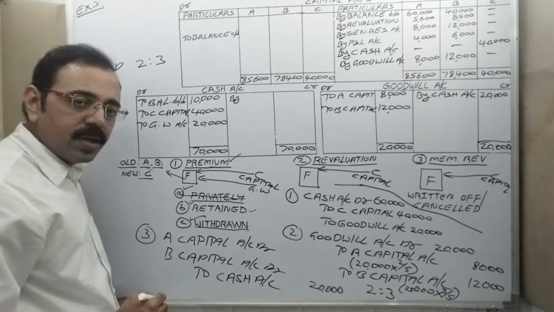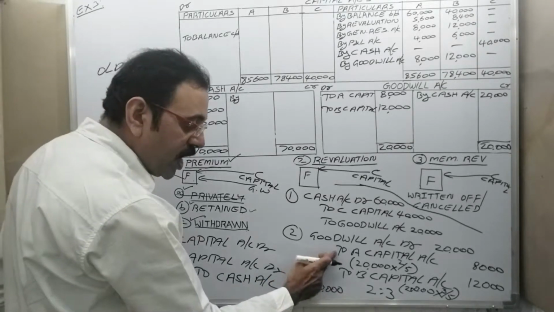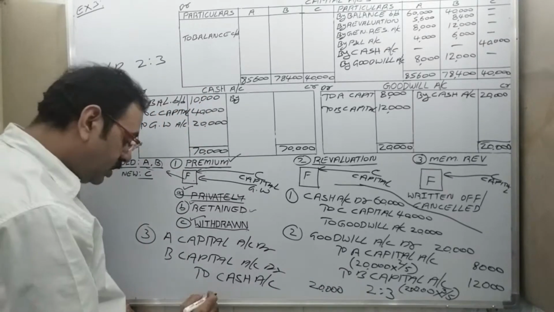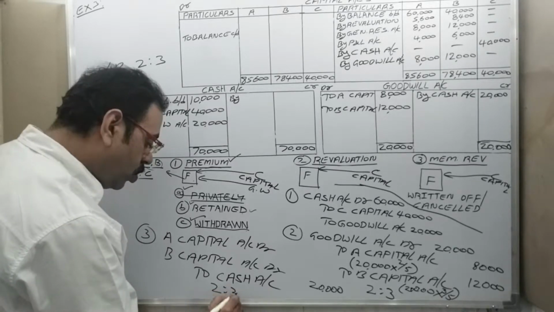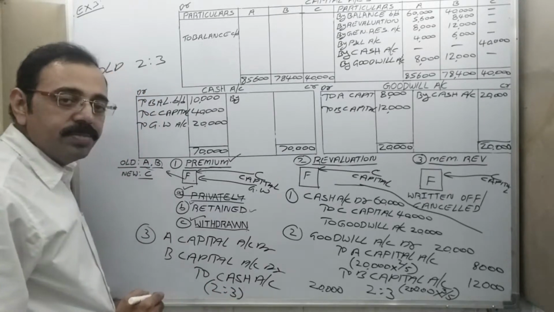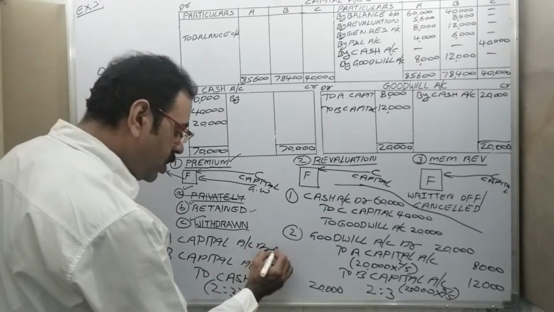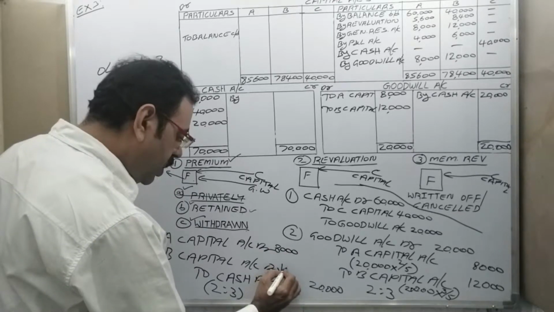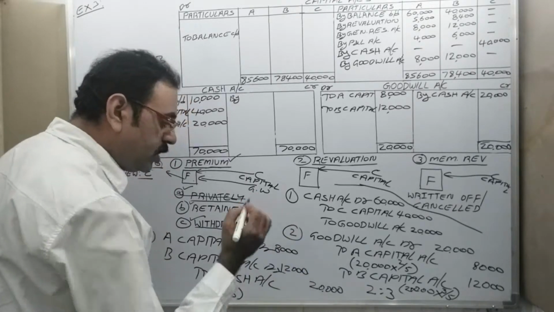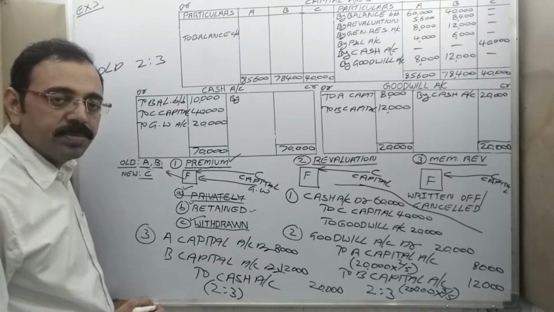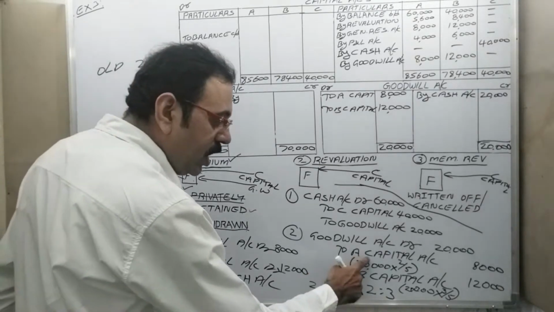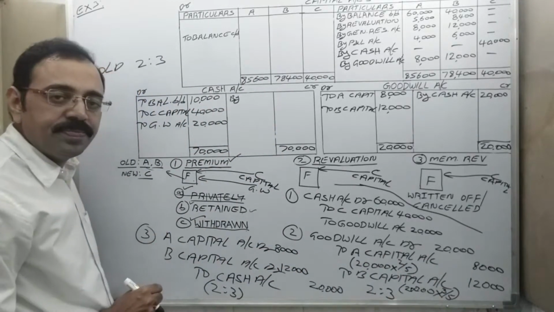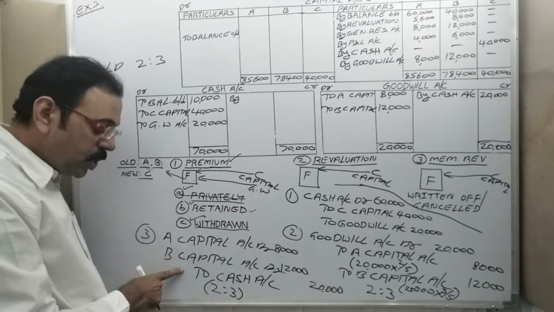In which ratio do they take? In which ratio do we transfer to their capital accounts? In that ratio they take. Means in sacrificing ratio they withdraw the goodwill. Then how much is withdrawn by A? 8,000, and B is withdrawing 12,000 goodwill. These are the amounts. Remember, in the second entry, whichever amounts we credited, the same amounts we should debit here. Now, this is a new entry.